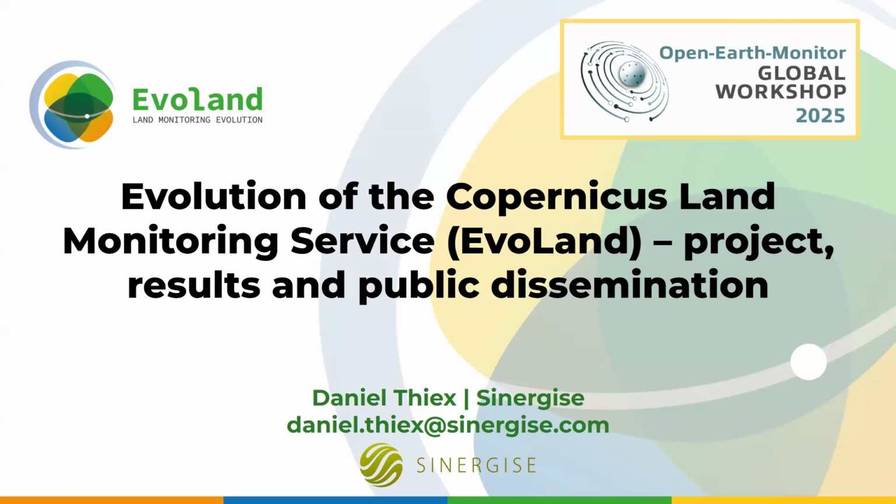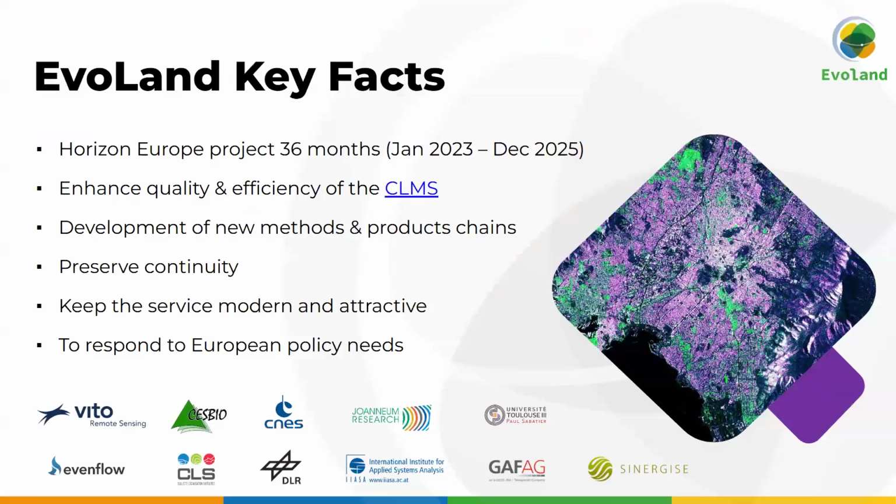The EvoLand project itself stands for the evolution of the Copernicus land monitoring service. And I'm going to present to you the project a bit in the first part and the results, and then what we did on the public dissemination of the results. The project itself is a Horizon Europe project that started a bit more than 2.5 years ago in January 23, and it's coming to an end this year.